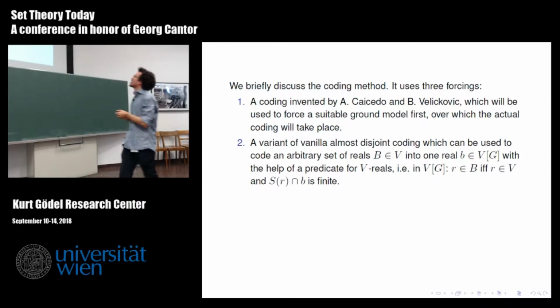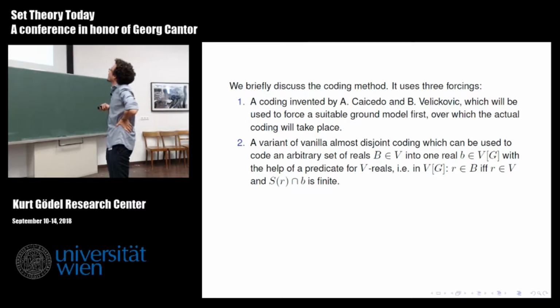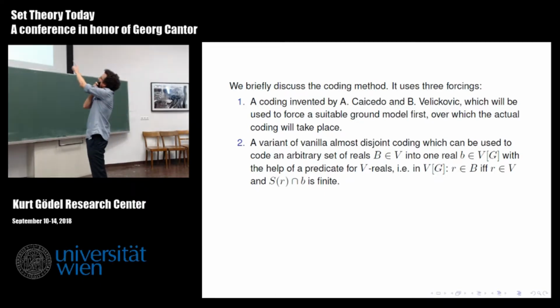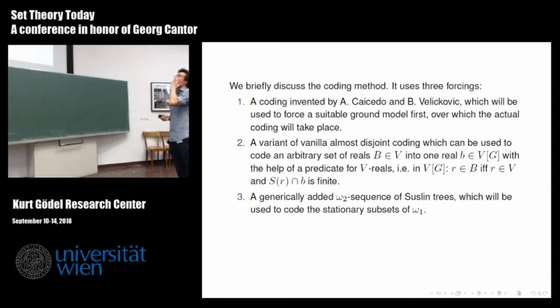The second one is just almost disjoint coding. Given a set of reals in the ground model, then we can force with the CCC forcing, which is called an almost disjoint coding forcing, one small real b. And this small real b, together with a predicate for being a real in the ground model, can define the big set of reals B in the generic extension. This is something we will use again as well, once only.